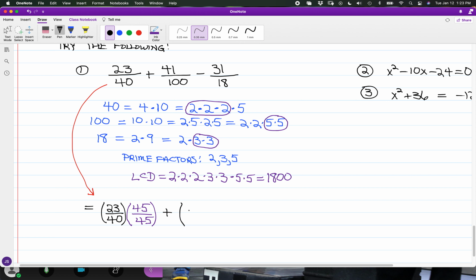And we have plus, okay, now for 41 over 100, we're going to 1800, 18 times. So this ratio would be multiplied by 1 in the form of 18 over itself. And for 31/18, 18 will go into 1800 100 times.